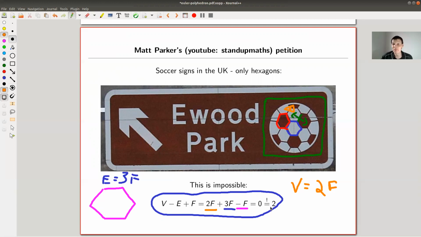And by the way, they never changed that. So they think geometry is not important enough to change those signs.